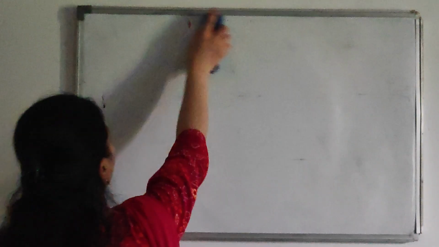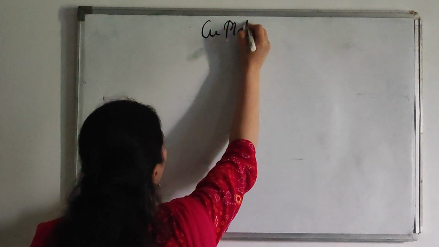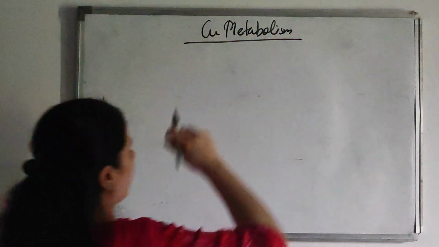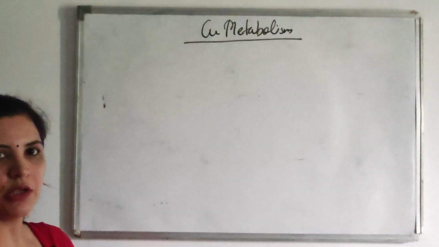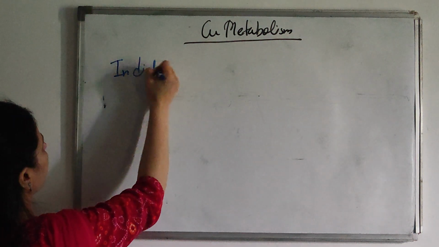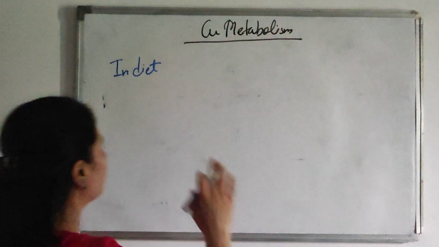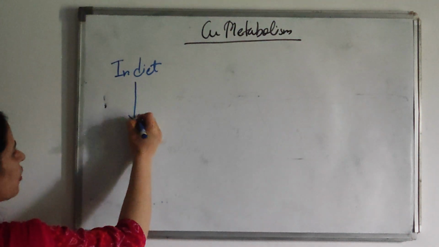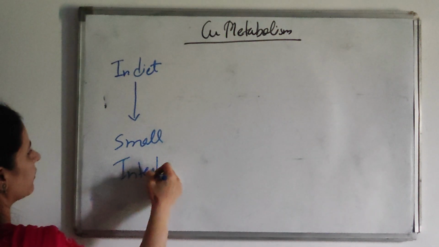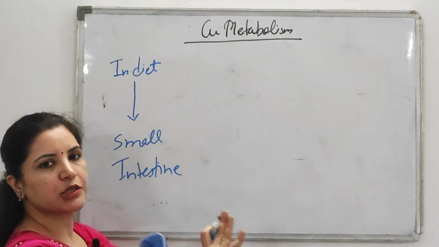So what happens normally with copper metabolism? How is copper metabolized in the body? First of all, you are taking copper in the diet. Various dietary sources are there. What happens to it? Through the process of absorption, it is absorbed in the small intestine.